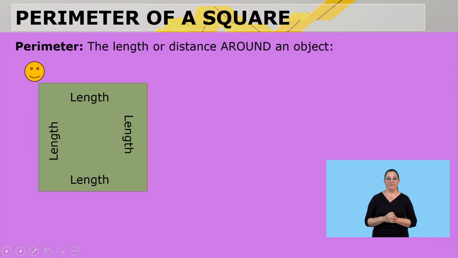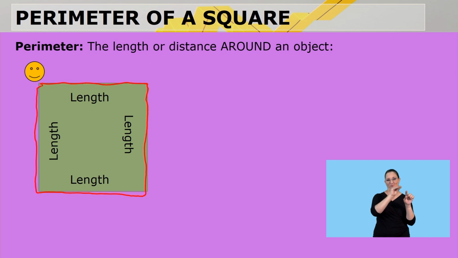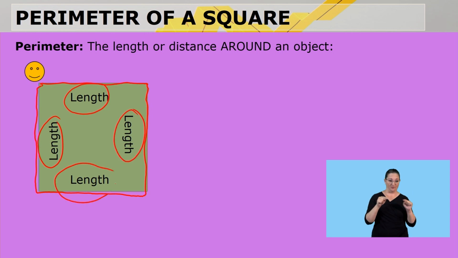Let's quickly look at the path that the smiley face followed. First, he went around to this length, turned another length, and another length, and one. So you can see there is 4 lengths. It's 4 sides of the same size, and that's why it's just called the length.